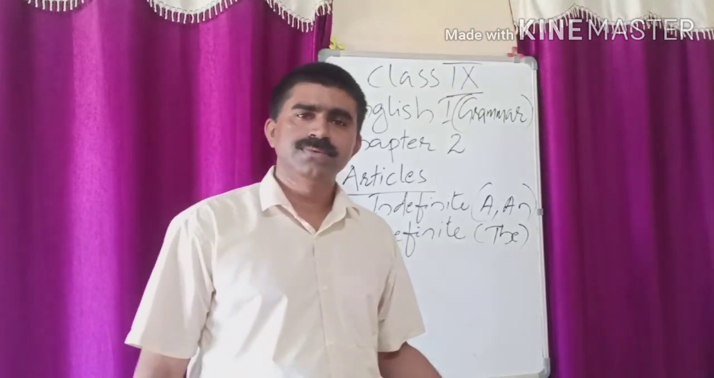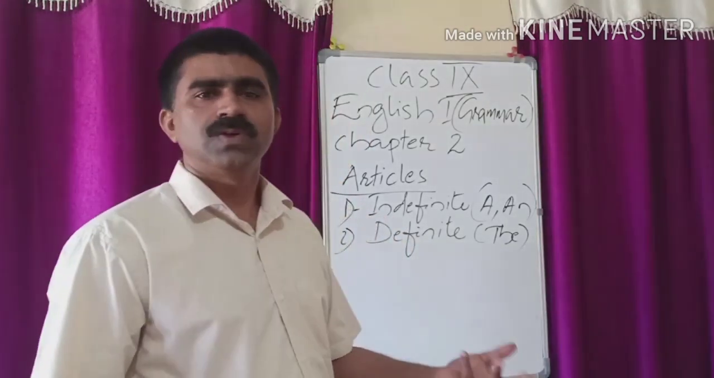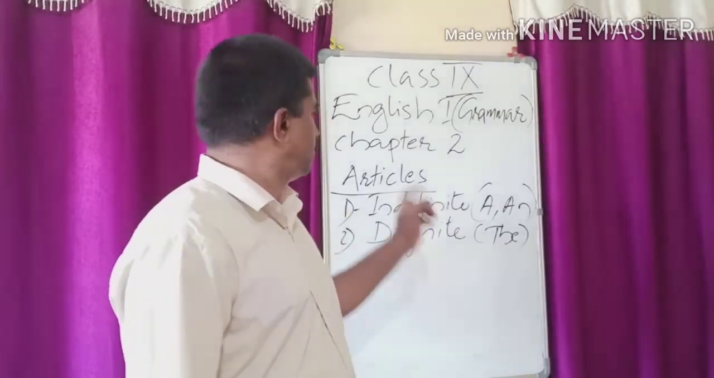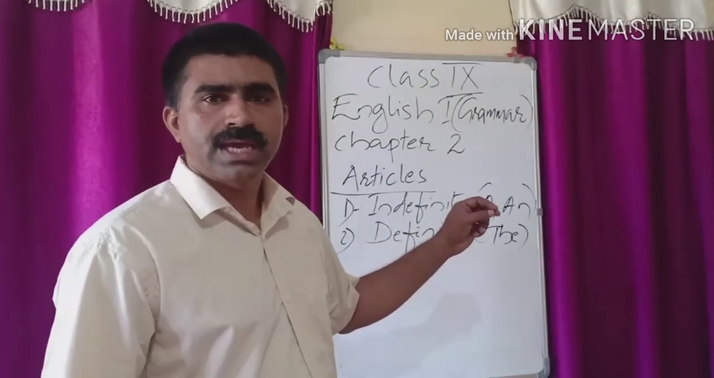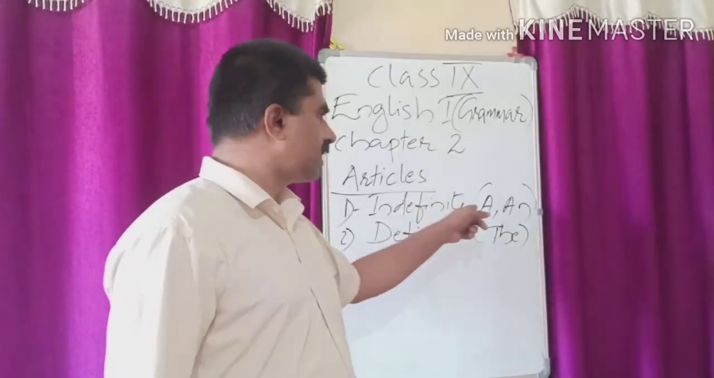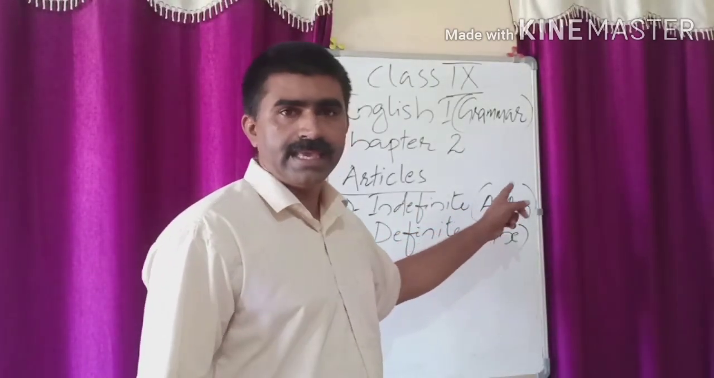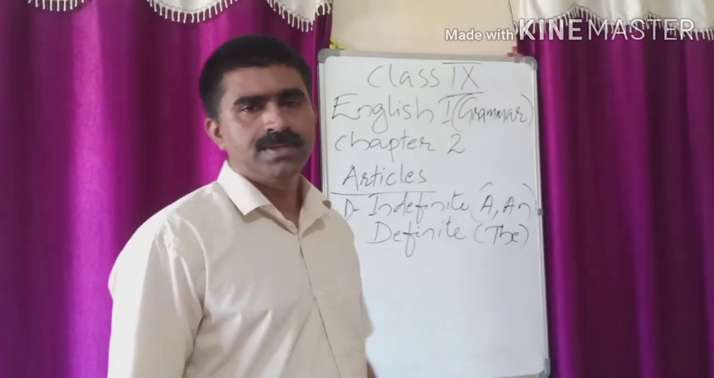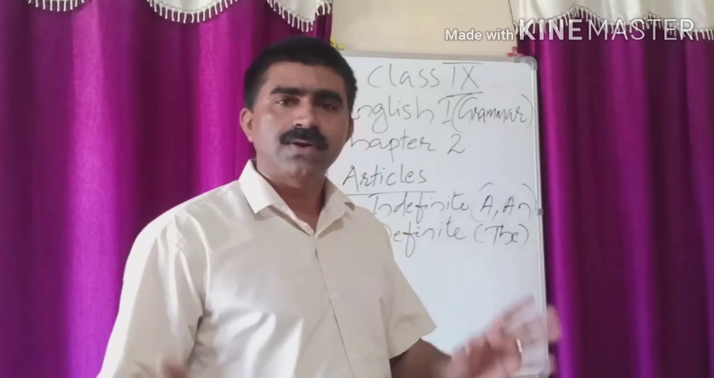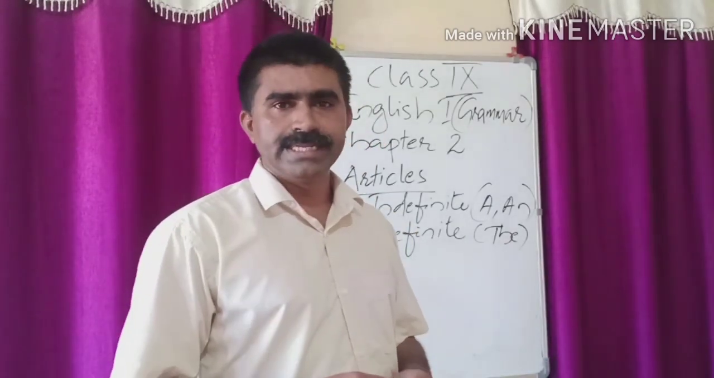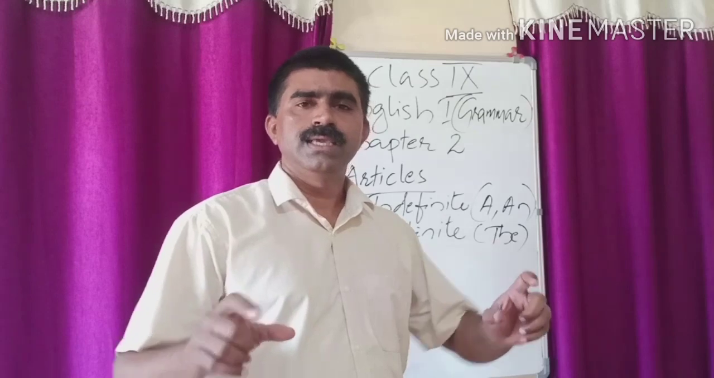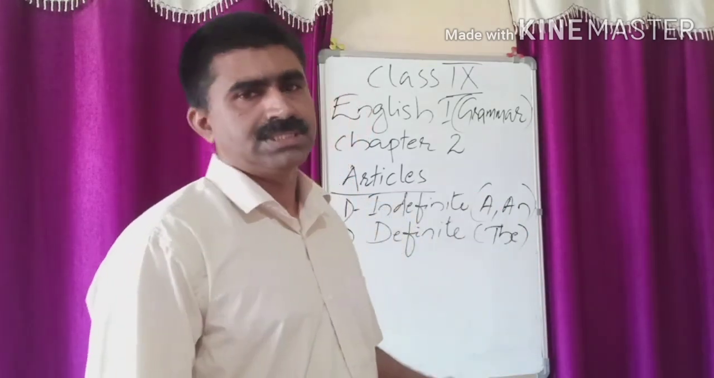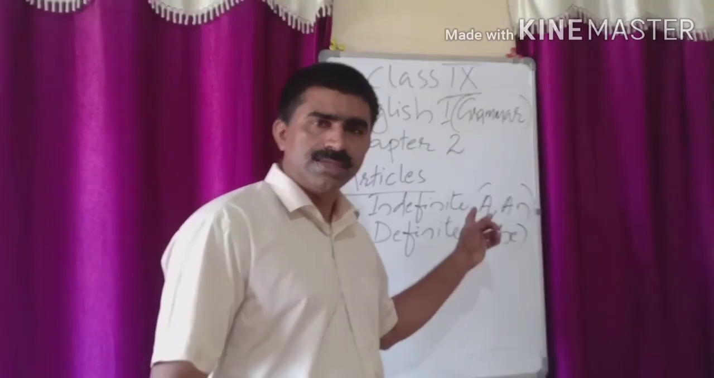As you already know, there is no introduction regarding articles because we learned it in lower classes. There are two types of articles: indefinite articles, that is a and an, and the definite article, that is the. These articles are also known as determiners because they affect the meaning of nouns. So they are called articles also.